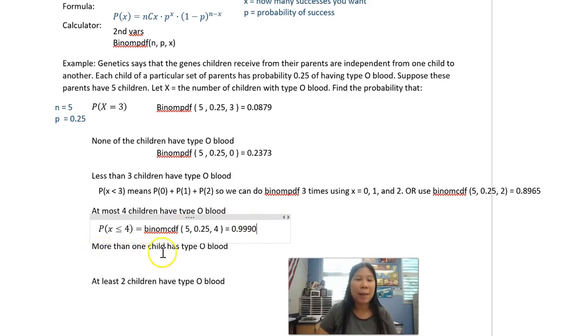All right, this next one is going to be a little different because this time I want to find the probability that more than one child has type O blood. Okay, so this time we're not talking about numbers that are smaller than whatever number they're asking about. We're talking about greater than, right? So greater than 1 means we want 2 and above. But the max amount that we can go to is 5 because our N equals 5 here, so the max amount of successes you can have is 5. So really we want 2, 3, 4, and 5 as the number of successes that we want.